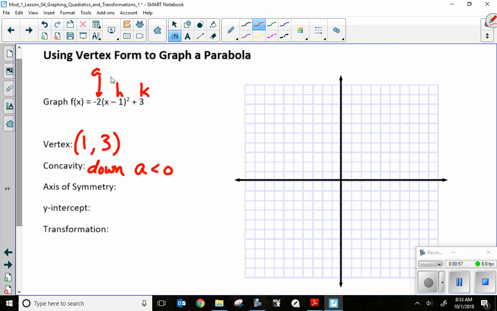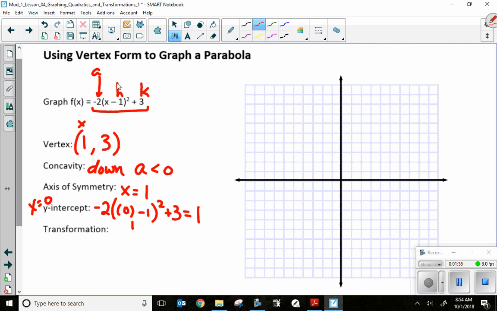Next, what is my axis of symmetry? That is always the x value in the vertex. How do we figure out our y-intercept? Don't forget, we set x equal to 0 and solve. So I'm going to take this whole expression, -2 times, I put a 0 in for my x, -1 squared plus 3. If I square -1, I get a +1. 1 times -2 is -2 plus 3. That would give me a +1.